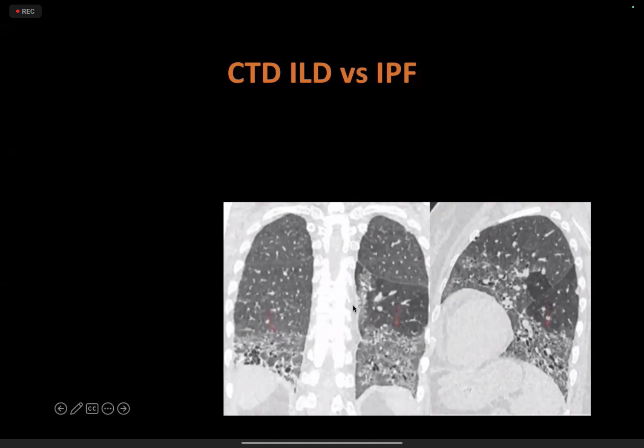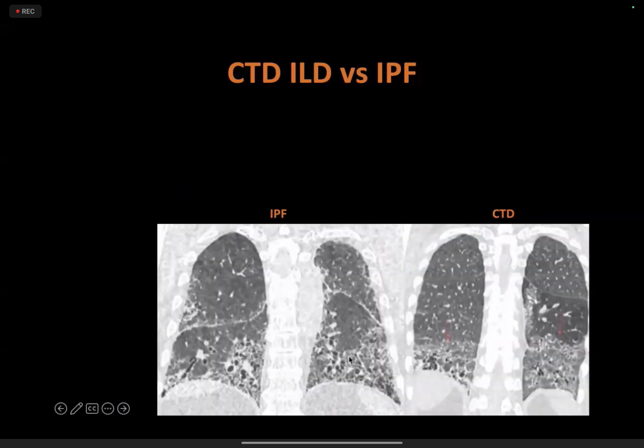For this, you need to have a volume data thin section so that you can have this good reconstruction in coronal and sagittal, where you appreciate this straight edge which is separating this fibrosis from this normal lung, right? Both on the coronal and sagittal. That's your straight edge sign.